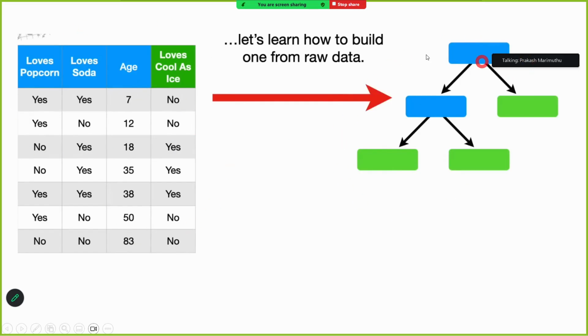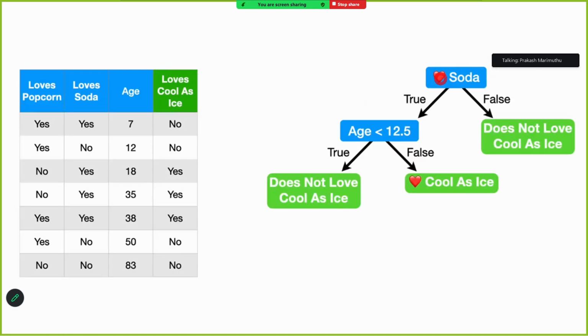So we make the tree like this. We ask questions at different levels and we finally take a decision. If any data point is given, we are going to build a tree like this. The first question asked here is whether he loves soda. Or should the first question be whether he loves popcorn, or what the age is? That we have to decide.